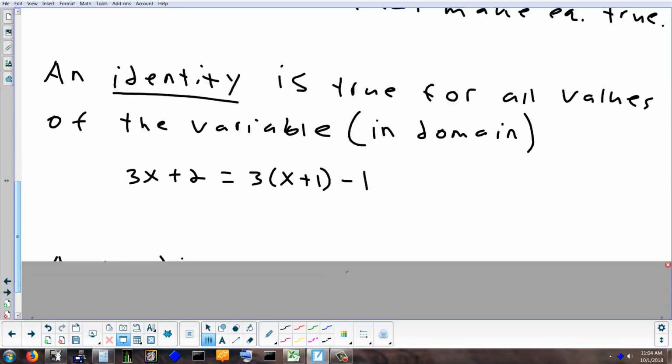And the easy way to see why this is always true is, what would you do on the right-hand side? If you do this, it might make it a little more obvious that this is an identity. You would distribute the 3. If you distribute the 3, you get 3x plus 3 minus 1, but then 3 minus 1 gives me 2. I have exactly the same thing on the left and on the right. 3x plus 2. Whenever that happens, it's an identity.